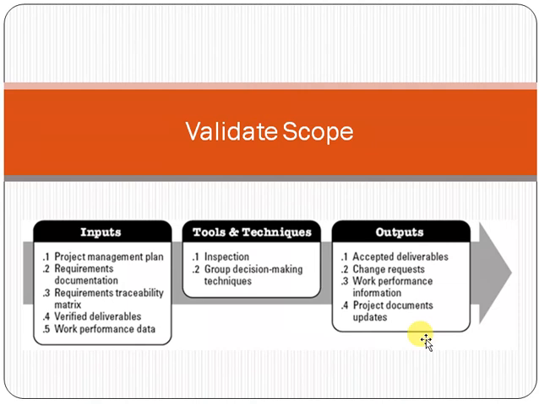So validate scope is a project management process to validate that the scope has been delivered. We make sure of it through the scope documents and project management plan, and the outputs are accepted deliverables and the update of project documents. So this is called the concept of validate scope.